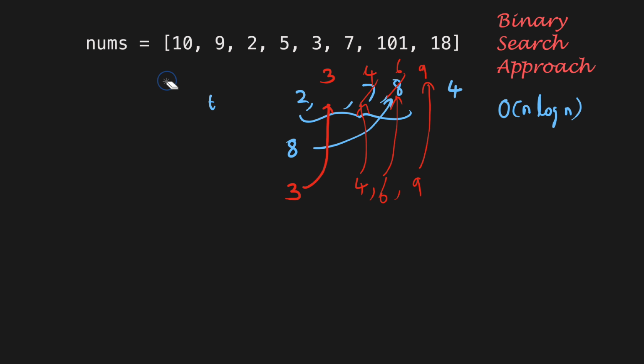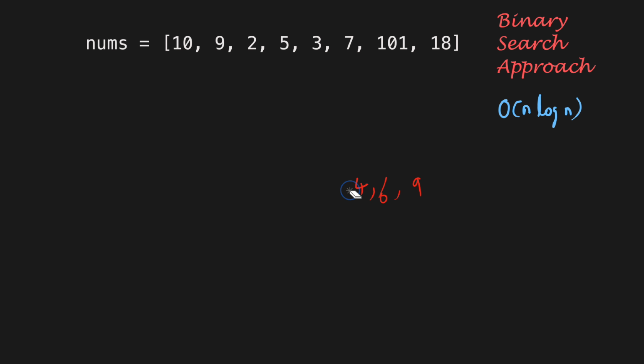I think this will become much clearer with an example. Let's walk through it step by step to understand the algorithm. So initially, the temporary list is empty. And now the first element we see is 10. And since the list is empty, we can easily append 10 to the list.